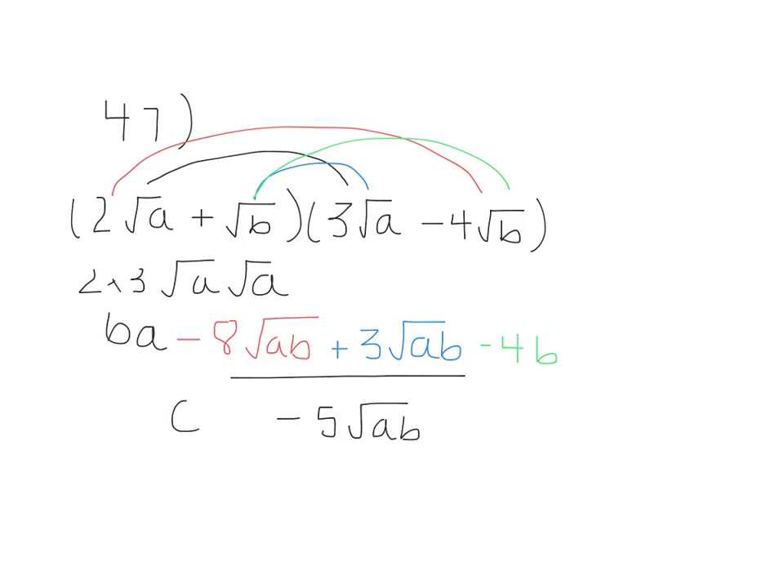There's nothing more that we can do with the 6a, and there's nothing more that we can do with the 4b. So our final answer would be 6a minus 5 root ab plus or minus 4b.